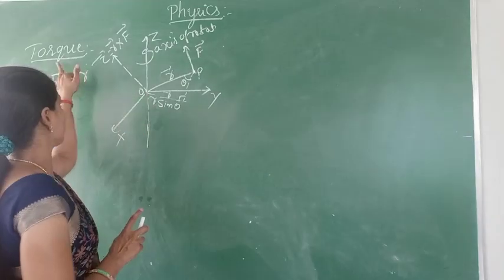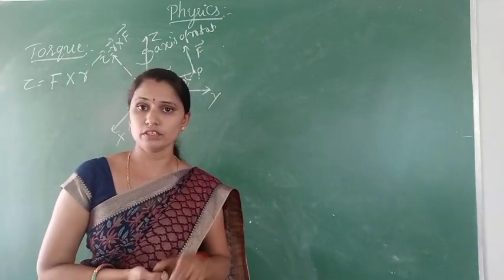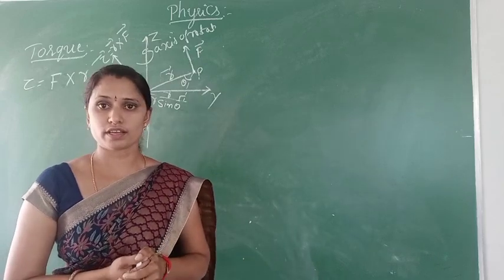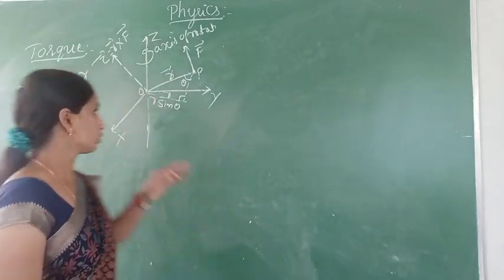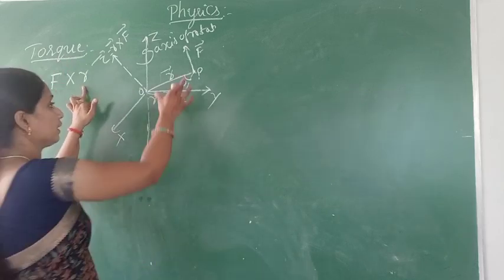The turning effect of force produced about the fixed axis is called torque. Clear? It is also defined as the product of force and perpendicular distance.